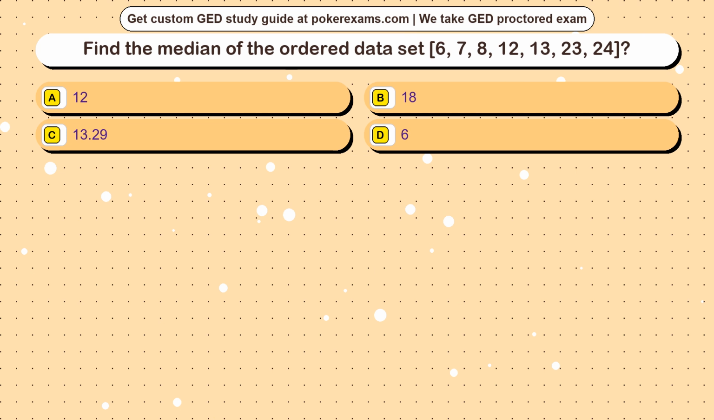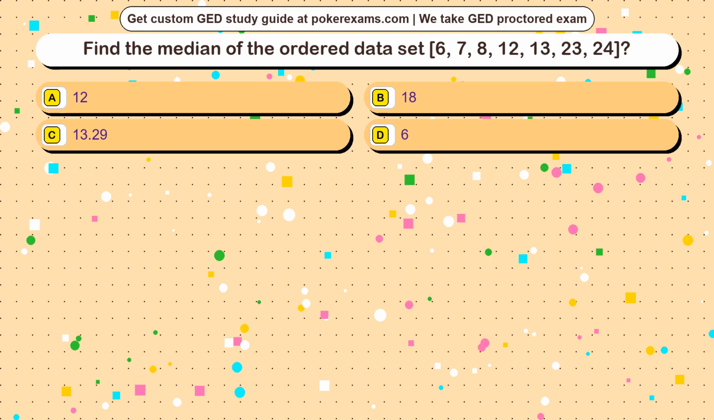Question 24. Find the median of the ordered data set 6, 7, 8, 12, 13, 23, 24. Option A, 12. Option B, 18. Option C, 13.29. Option D, 6.